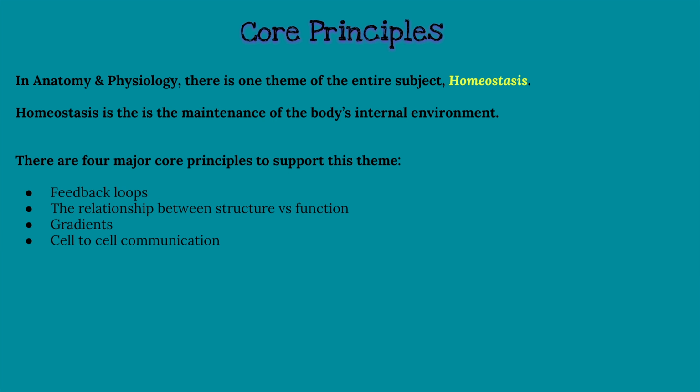Now, in anatomy and physiology, there is one theme of the entire subject. Everything you're going to learn in this course, from Anatomy and Physiology 1 to Anatomy and Physiology 2, is going to be wrapped up into one theme, and that is homeostasis. So homeostasis is the maintenance of the body's internal environment. So if the body shifts from its normal state, physiological processes increase or reduce their activity to bring the body back to its normal state.